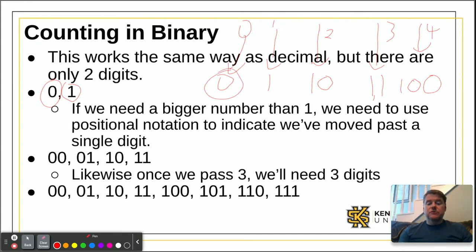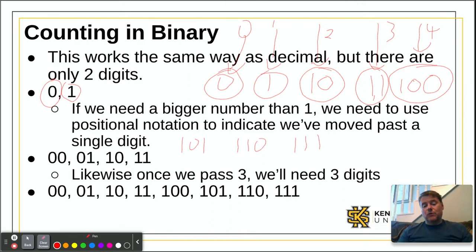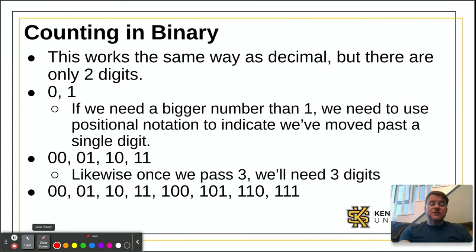So 0, 1, those are easy. 2, you now need 2 digits, and it's going to be 1, 0. 3 is 1, 1. And then 4 is 1, 0, 0. 5 is going to be 1, 0, 1. 6 is going to be 1, 1, 0. 7 is going to be 1, 1, 1. And when we get to 8, you're going to have the same problem as before, and you're going to go to 1, 0, 0, 0. All right, and so that's how counting in binary works. It's not actually very difficult. It's just really confusing because you're used to having 10 digits, and now you only have 2 digits.